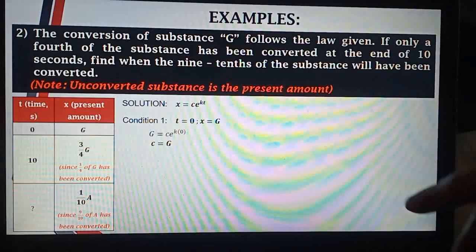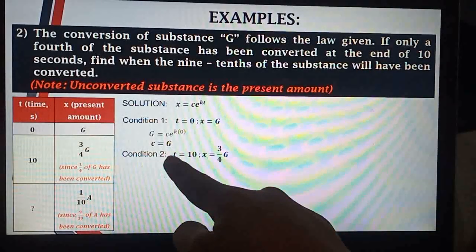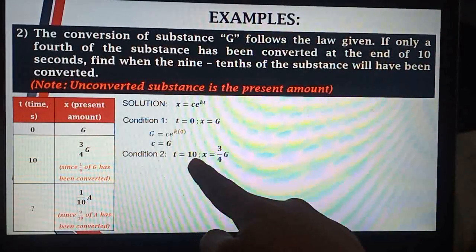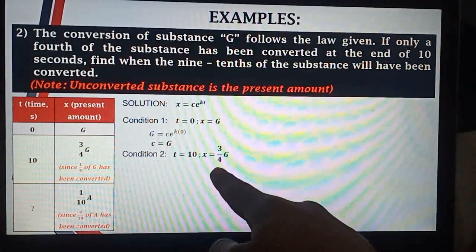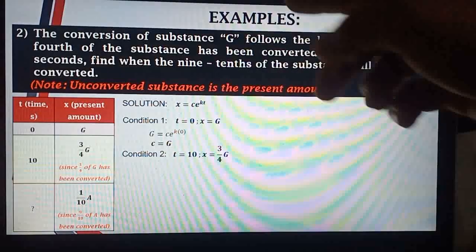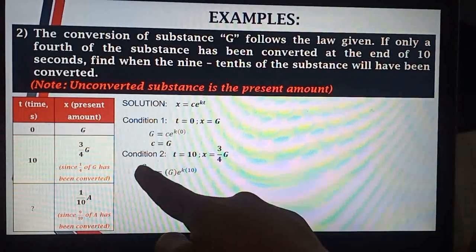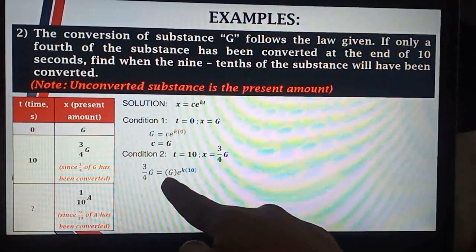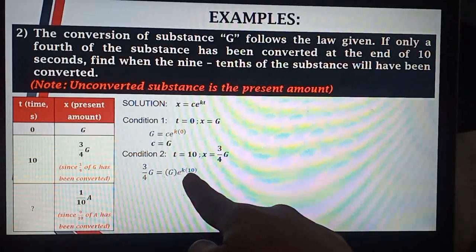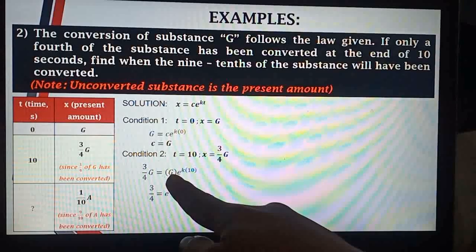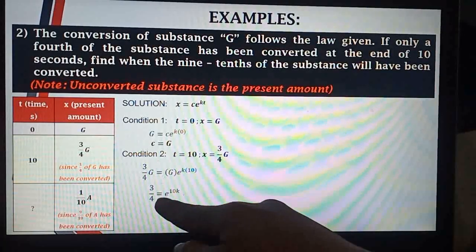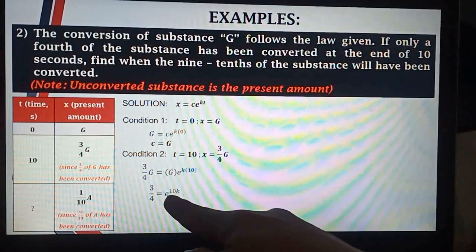Now punta tayo sa second condition. You will now have t at 10 seconds. x is 3/4 of G. Gagamitin natin ngayon yung computed value ni C. You will now have 3/4 of G equals G e raised to k multiplied to 10. So cancel ulit si G since parehas na side meron. You will now have 3/4 equals e raised to 10k.